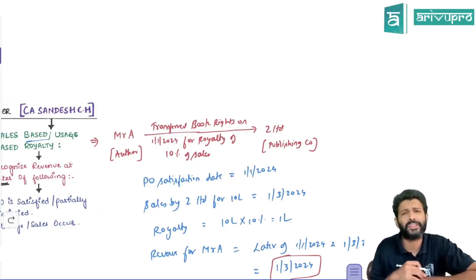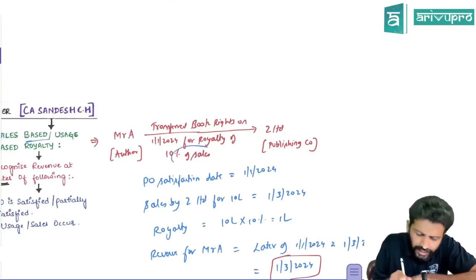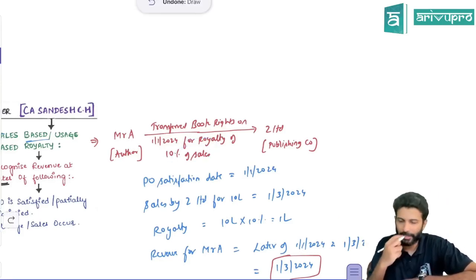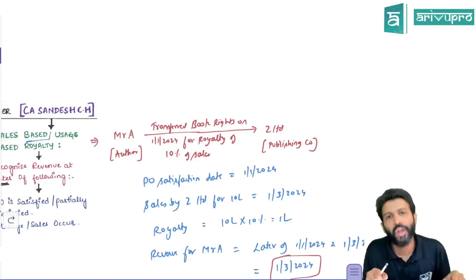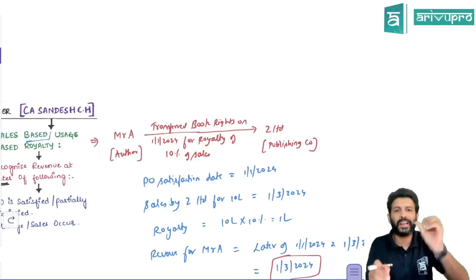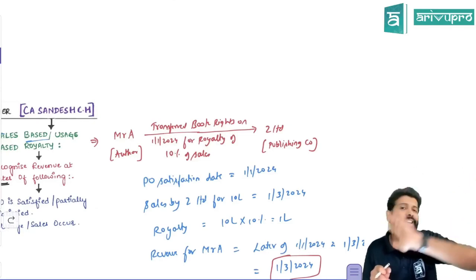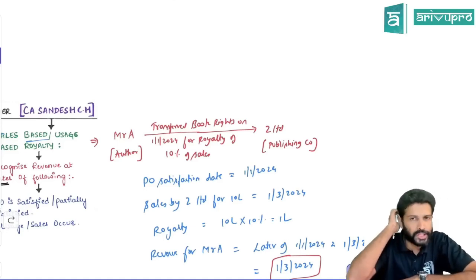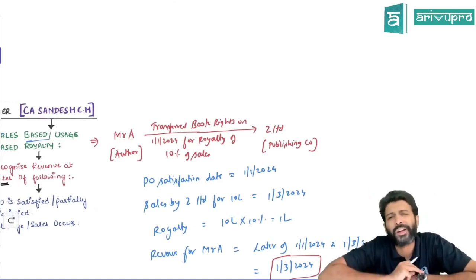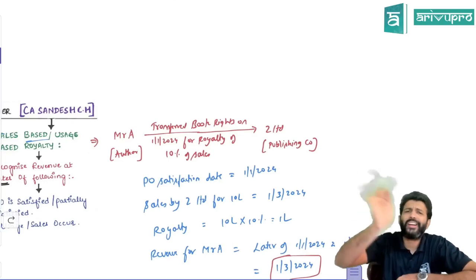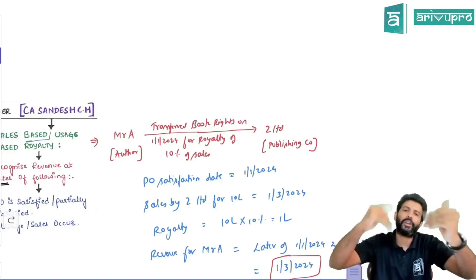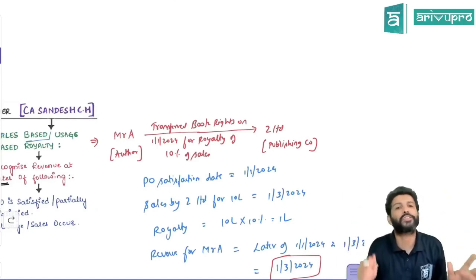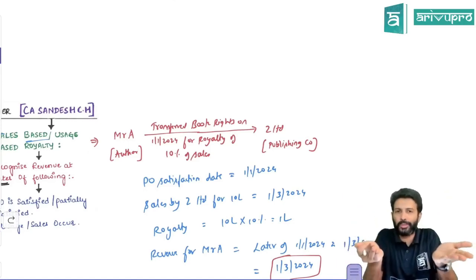And later on what happens? A and Z have agreed that on the book sale, A will get 10% as royalty. However many books Z Limited has sold of this particular author's book, 10% of that will be paid to A as royalty. That's the agreement. Now, what does the revenue recognition standard say? You can recognize the revenue when the performance obligation is satisfied, when the seller has fulfilled his promise.